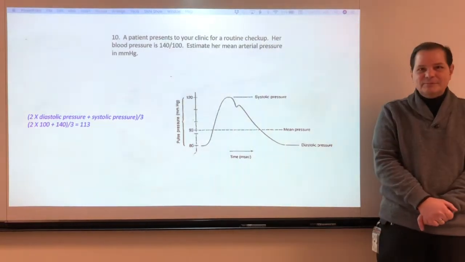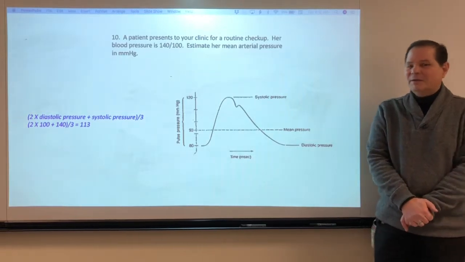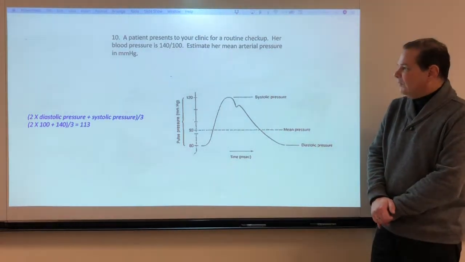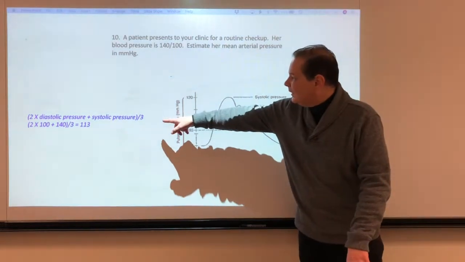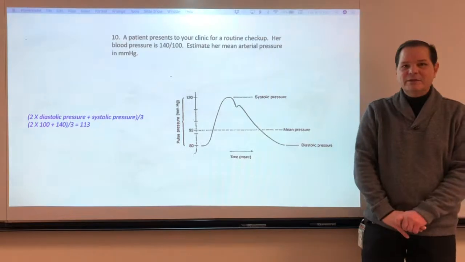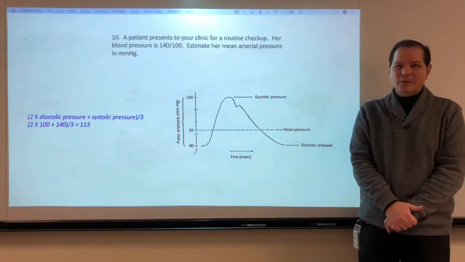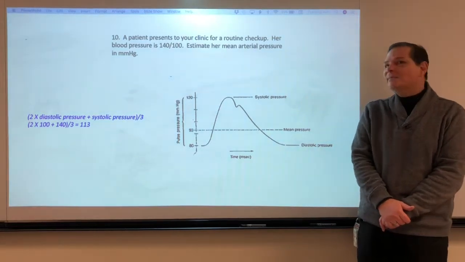Okay, so first thing, recognize that this is an estimate. But you can quickly estimate what this is by using the formula here, 2 times diastolic pressure plus systolic pressure divided by 3. There is another formula in the notes which also works. It's basically the same formula rearranged. You can use either one.